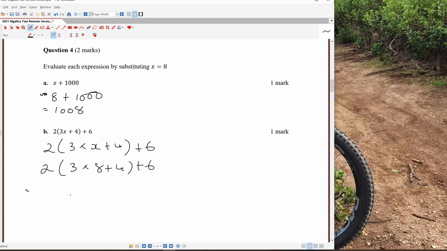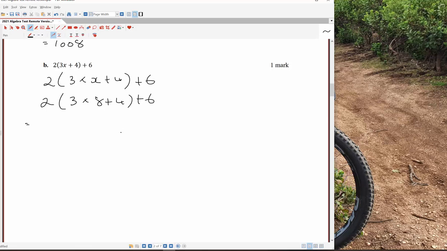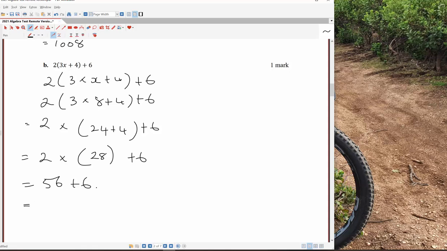And now we'll just use order of operations to evaluate. 3 8s is 24. 24 plus 4 is 28. 2 lots of 28 is 56. 56 plus 6 is 62.